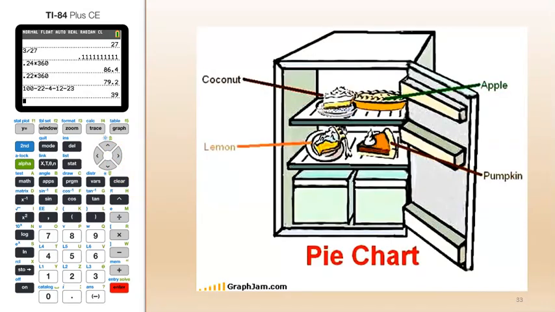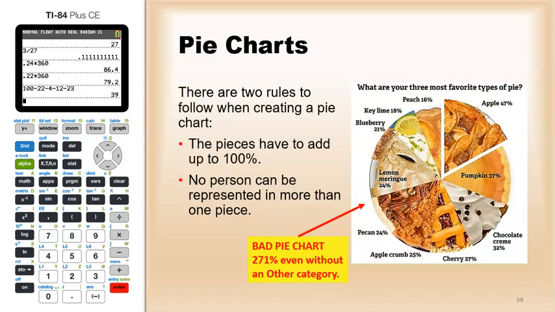All right, one more pie chart for this segment. Or, no, not quite. Just keep in mind there are two rules for when you're creating a pie chart. First, the pieces have to add up to 100%. And second, no person can be represented in more than one piece.